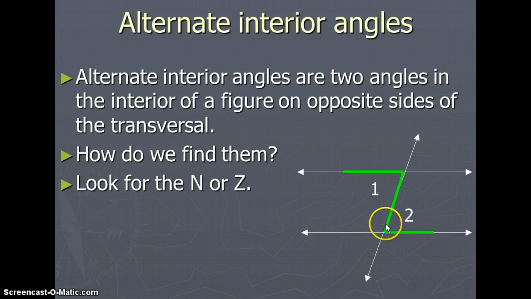In this case, they form a different kind of shape. Depending on how your diagram's set up, you're going to be looking for a Z shape or an N shape if you were to highlight your angles out. If you get that Z shape, those angles inside there, the 1 and 2, are your alternate interior angles.